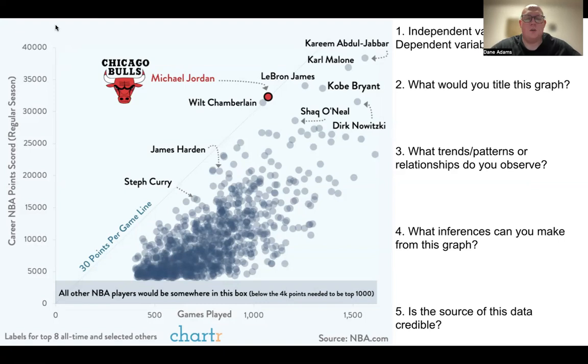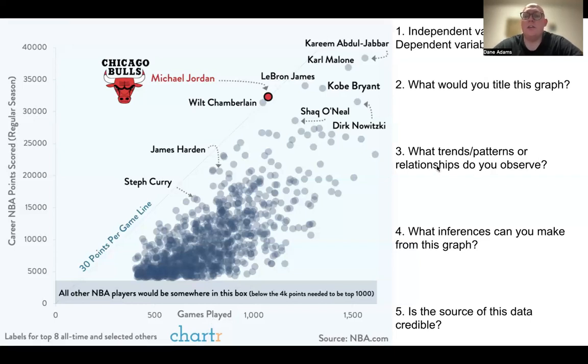Okay. You should have looked at this graph with your partner and decided on answers to these questions. Independent variable, I think, is pretty obvious. It's games played. Dependent variable would be career NBA points scored. What would you title this graph? Remember, we don't want to be really quirky and creative here. I know that sounds bad, but we want to stick to a rule because that's going to make sure that whoever reads our graph knows what's happening. So we want to title it according to the rule, which is dependent versus independent, or Y versus X. So we should have titled it NBA points scored versus games played.